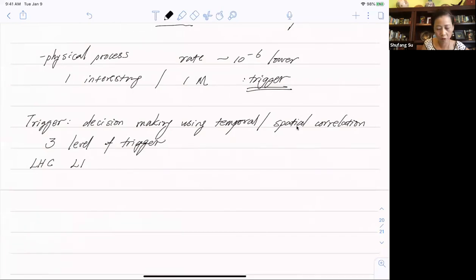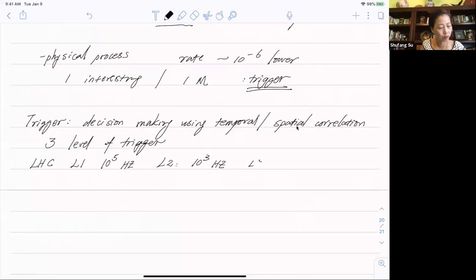So you reduce it down from 1 billion to 10 to the fifth. So you basically threw away one out of every 10 to the fourth events. Those are very fast hardware level triggers. And then you can do something more complicated, a level two trigger, that will further reduce it down to 1,000 events per second.